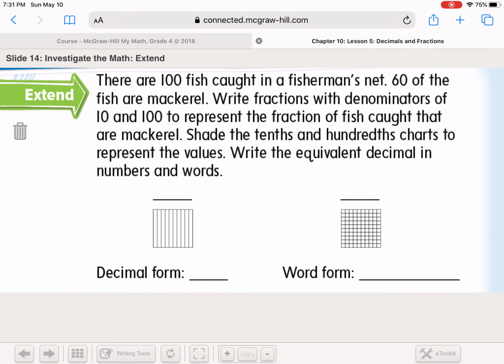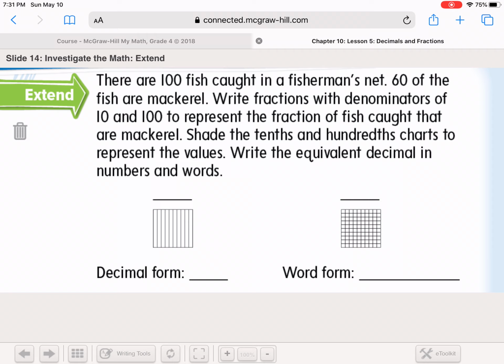There are 100 fish caught in a fisherman's net. 60 of the fish are mackerel. Write fractions with denominators of 10 and 100 to represent the fraction of fish caught that are mackerel. Shade the tenths and hundredths chart to represent the values. Write the equivalent decimal in numbers and words.